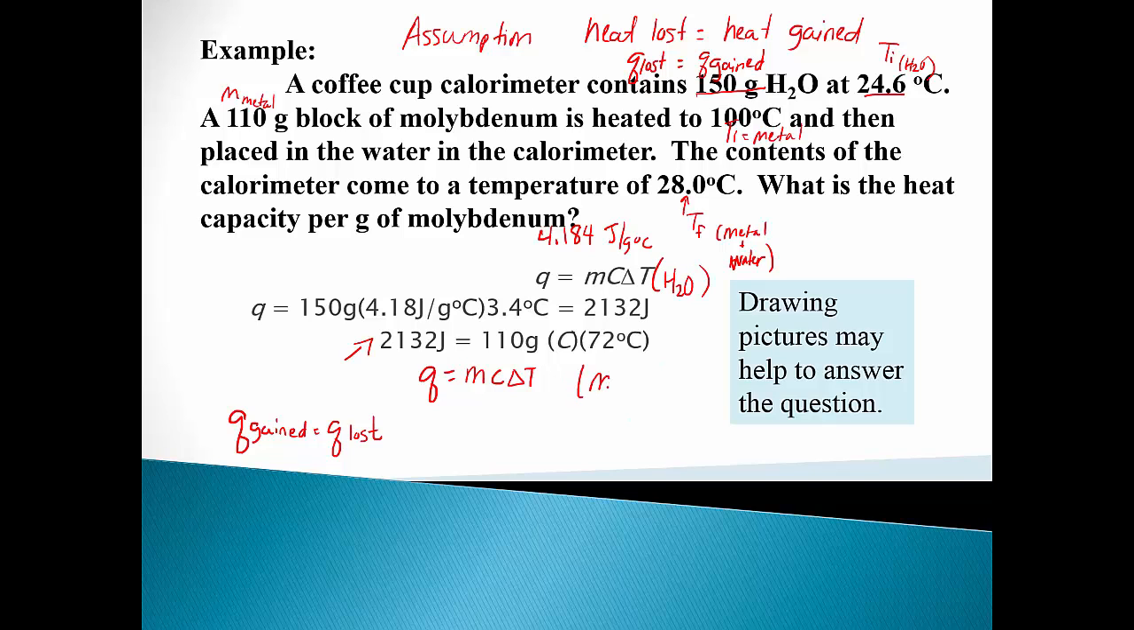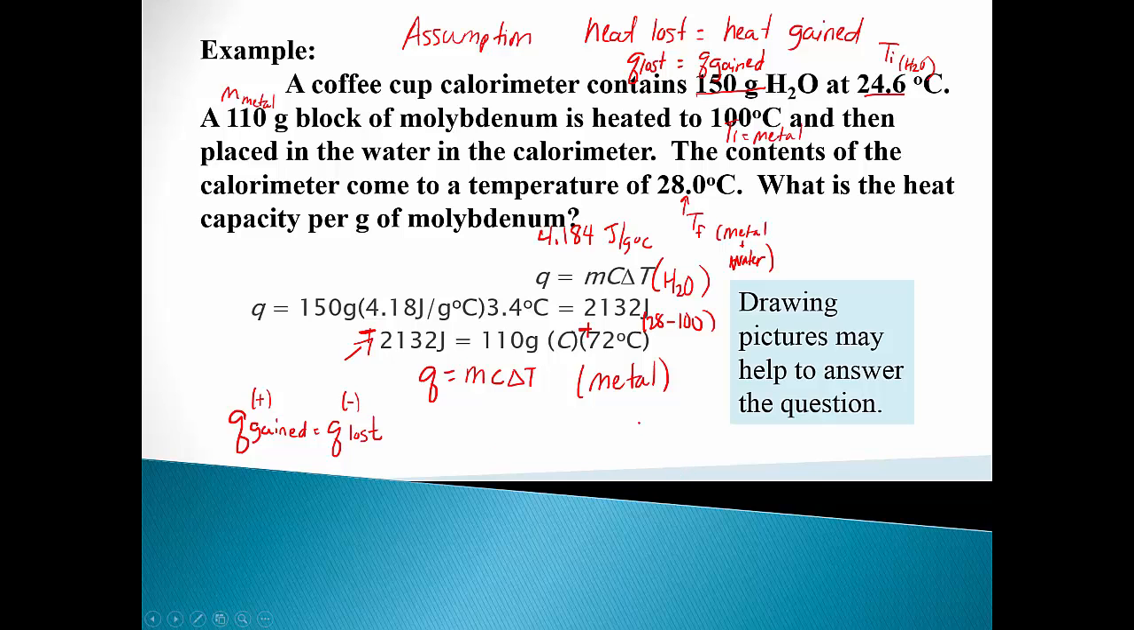This time I'm going to use all my metals. Now, technically this should be negative. And this should be a negative temperature because you do final minus initial. So this would be 28 minus 100. That's where the 72 comes from, but it should be negative. So your two negatives will cancel out. You can never have a negative specific heat and a negative mass. So make sure with the negatives, remember heat gained, that's positive, heat lost is negative.